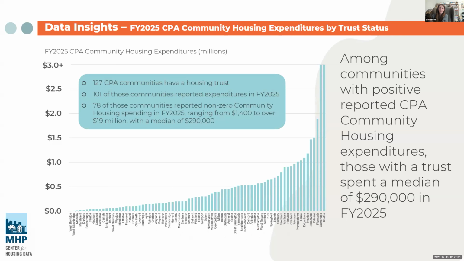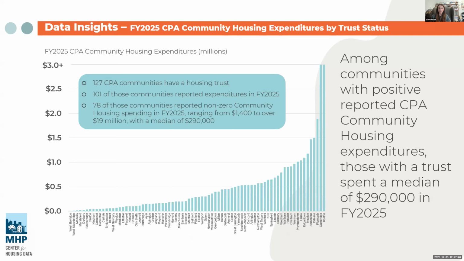If we do the same thing for communities that do have a housing trust, we see a much higher median spend. This is 127 CPA communities that do have an affordable housing trust. Again, not full reporting, so 101 of those have reported their data so far to DLS. And a much higher share reported some amount of housing spending. 78 of those communities spent a non-zero amount towards community housing in the last fiscal year, ranging from $1,400 up to over $19 million.